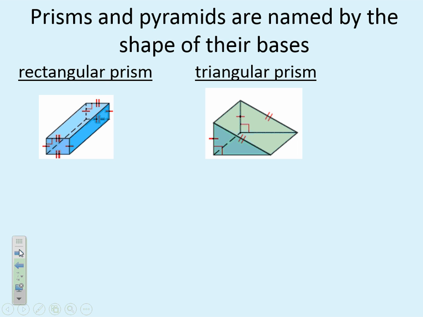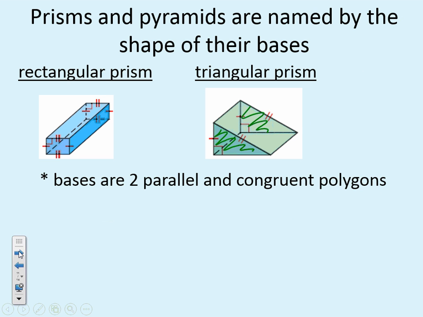So the two shapes here that are the base are the triangle in the front, triangle in the back, because all three other faces are rectangles there. So we talk about the names of these based on what that base needs to be. Now, bases will be parallel and they will be congruent.